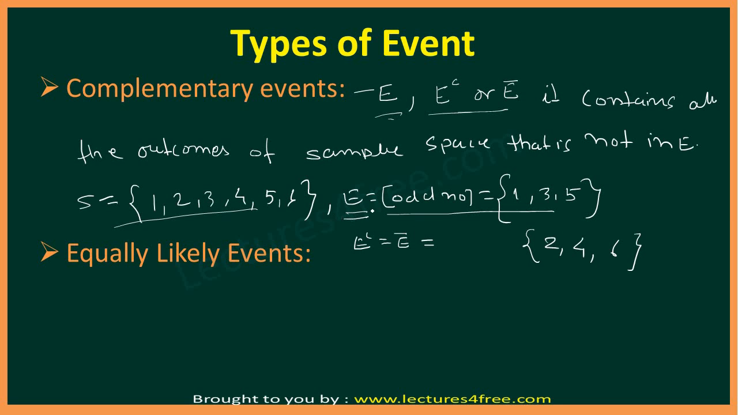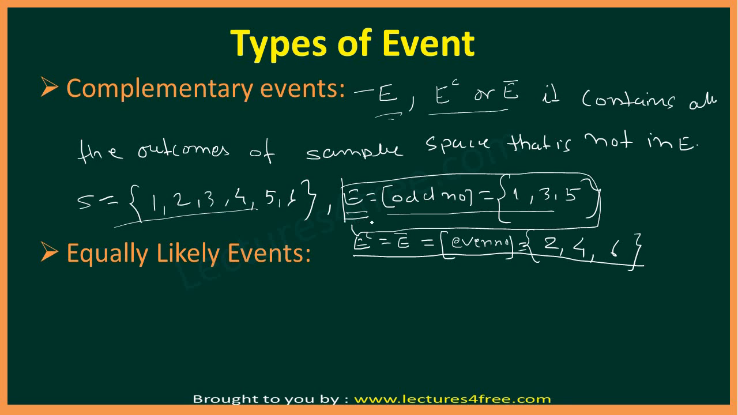So the complementary event of getting an odd number will be getting an even number. This will be the complementary event of this event. It means it contains all the outcomes of the sample space that are not in our main event.